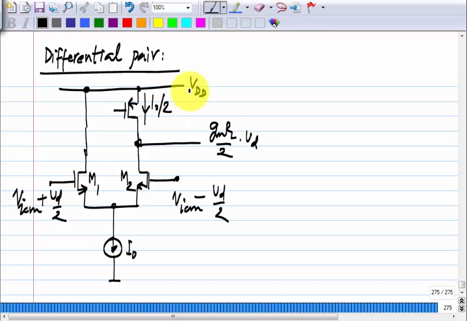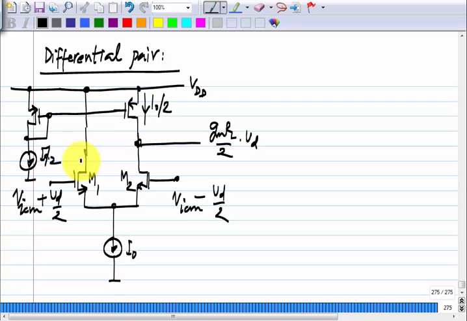How do we do that? Current mirror. Is that okay? I mean, these are identical also, M3 and M4. Okay. Is this fine? So, we had to have an active load with a saturation current of I0/2, and to do that, what I have done is to use a current mirror, right? Any questions so far?